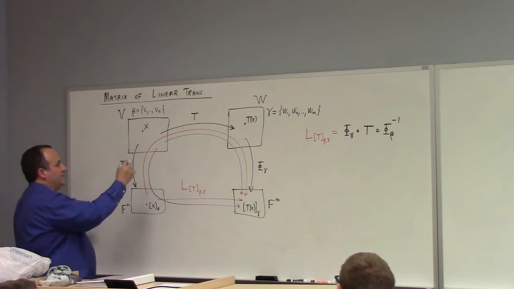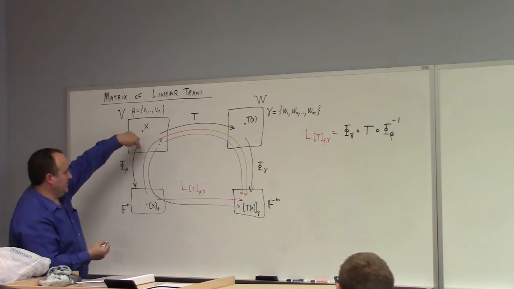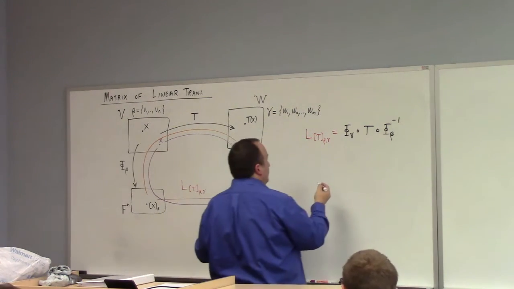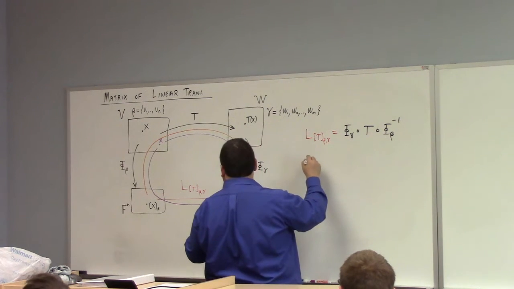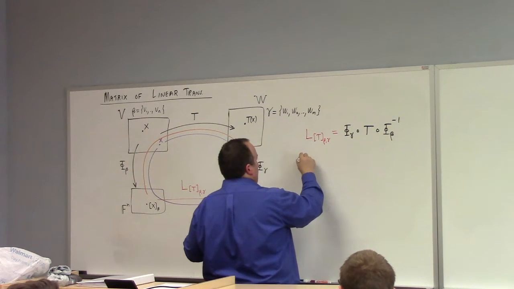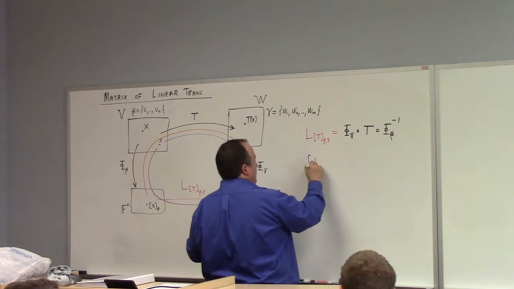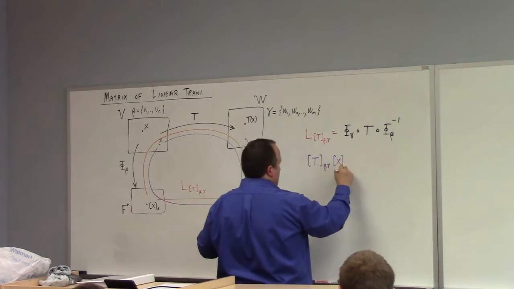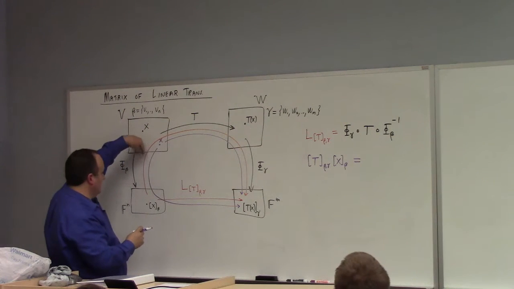All right, if I start with x, going the lower path, what I would have is, well, let me just get straight to the point. It would give us the matrix of T with respect to beta gamma times the coordinate vector of x. All right, that's what I would get going this way.